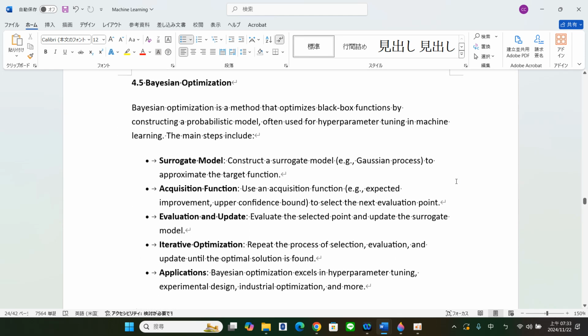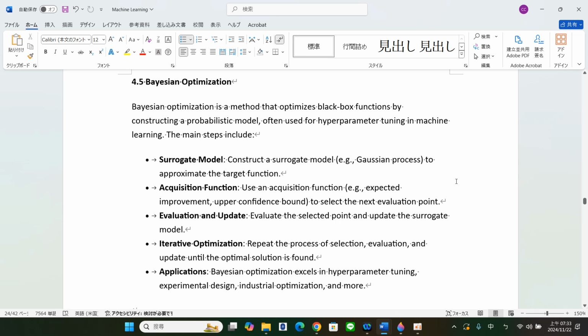The 4.5 Bayesian optimization. Bayesian optimization is a method that optimizes black box functions by constructing a probability model, often used for hyperparameter tuning in machine learning. The main steps include surrogate model. Construct a surrogate model, for example, a Gaussian process, to approximate the target function.